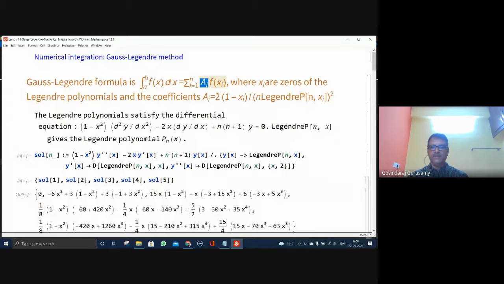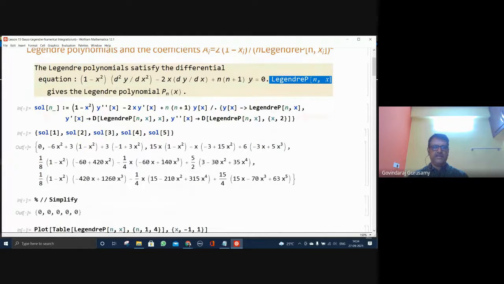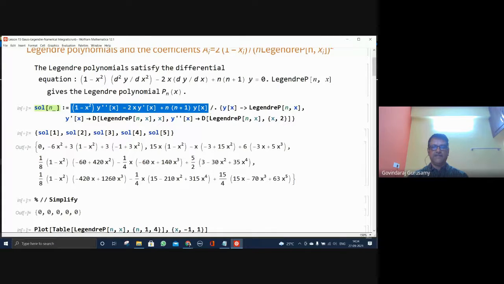And you are all familiar with this Legendre polynomial special function, you must have studied. 1 minus x square d square y by dx square minus 2x dy by dx plus n into n plus 1 into y equal to 0. This has a solution with the Legendre polynomial of given n. For every n there is going to be a solution to this equation, which we can check here for a simple case. Take this as the Legendre differential equation, which is mentioned here.